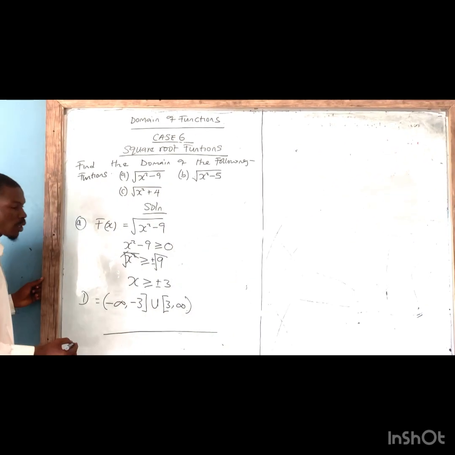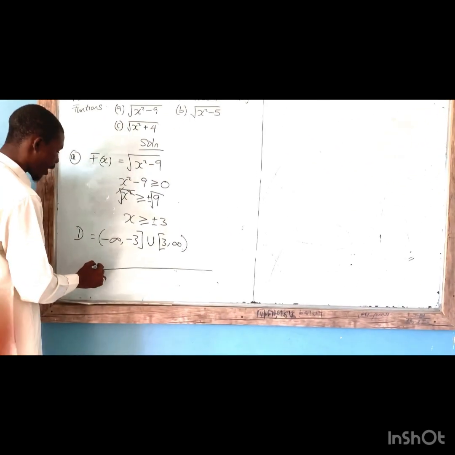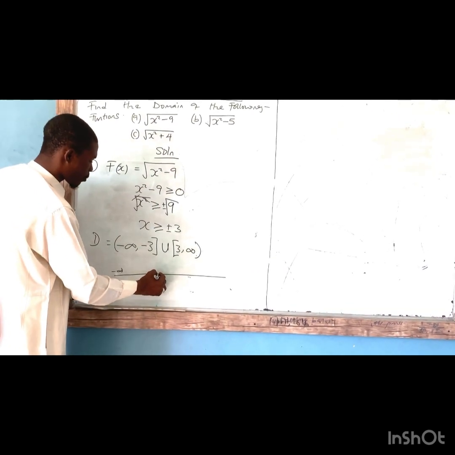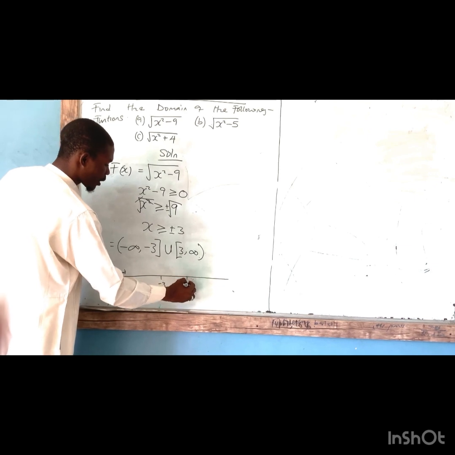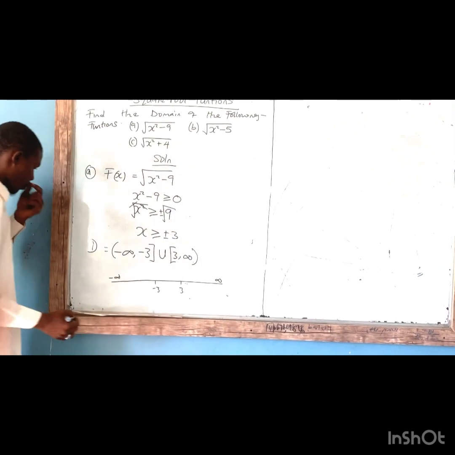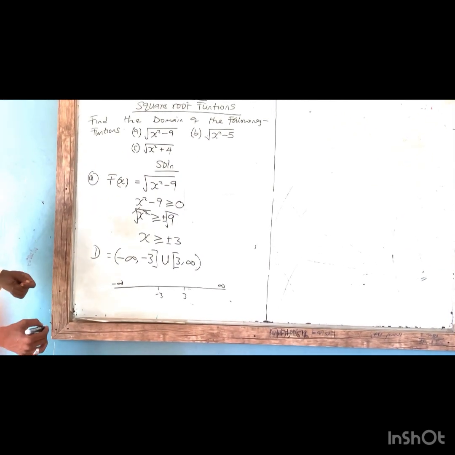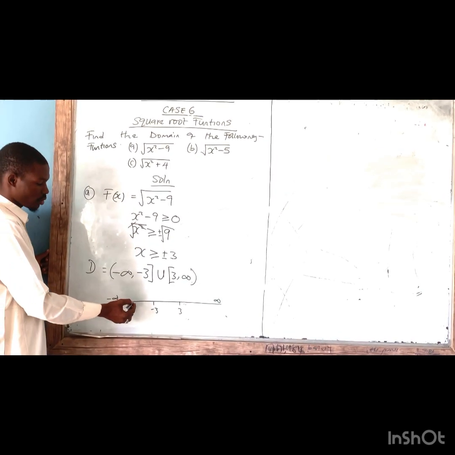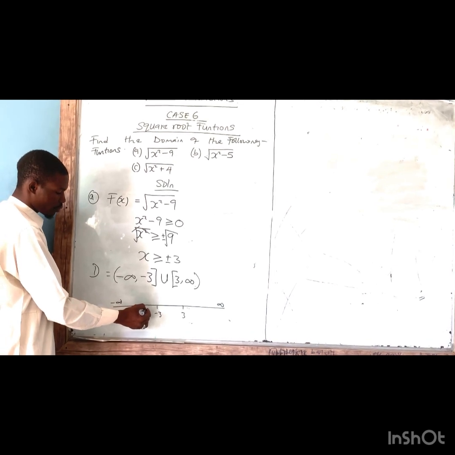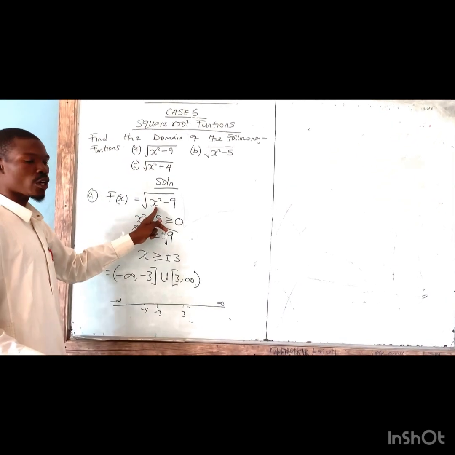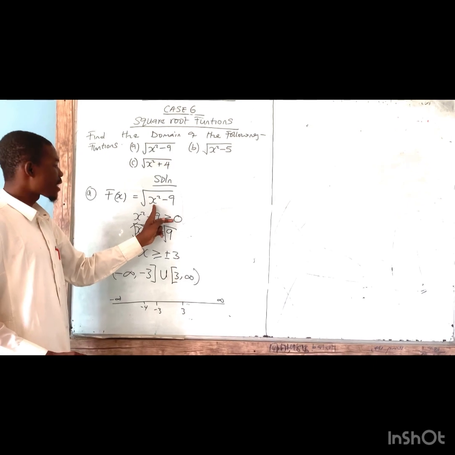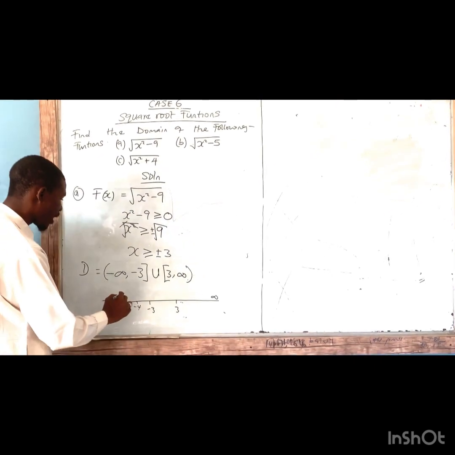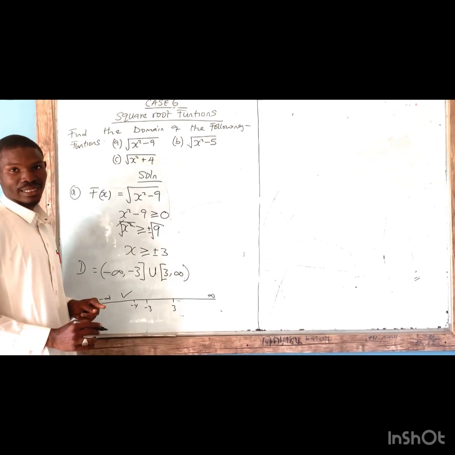There is what we call the sign test. So put minus infinity here. What are the two numbers? Minus 3 and plus 3. So put minus 3 here, plus 3 here, and infinity here. The next thing is to test. Choose any number less than minus 3, let's say minus 4. Minus 4 squared is 16. 16 minus 9, is it positive or negative? It's positive. Therefore, this place passed the test.